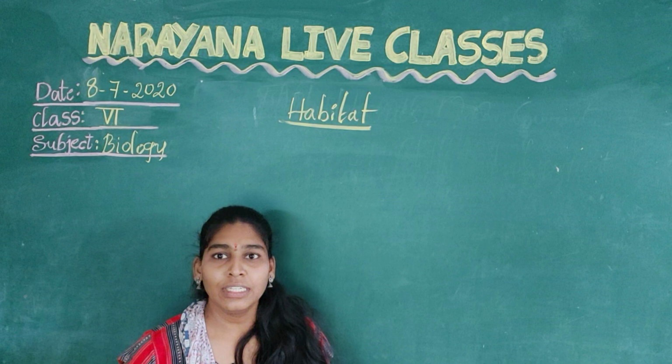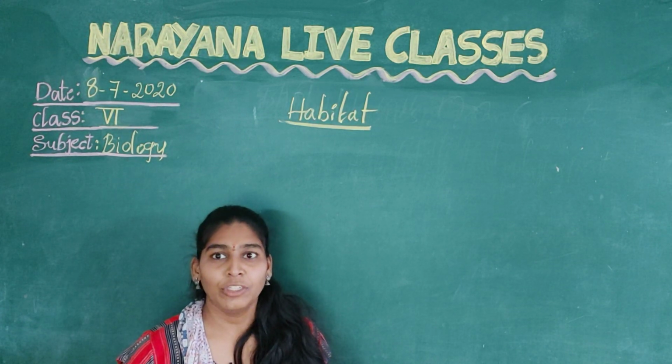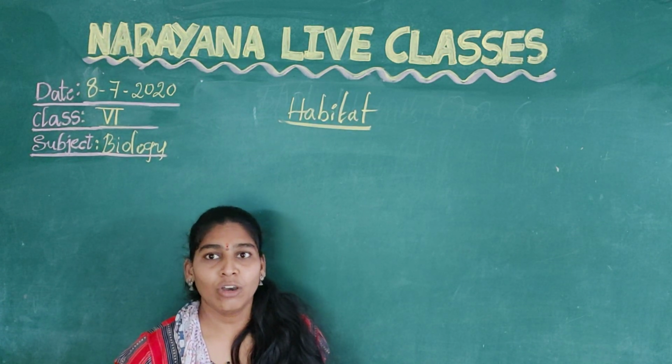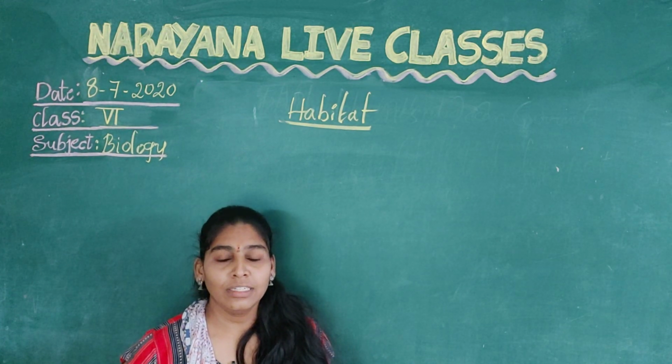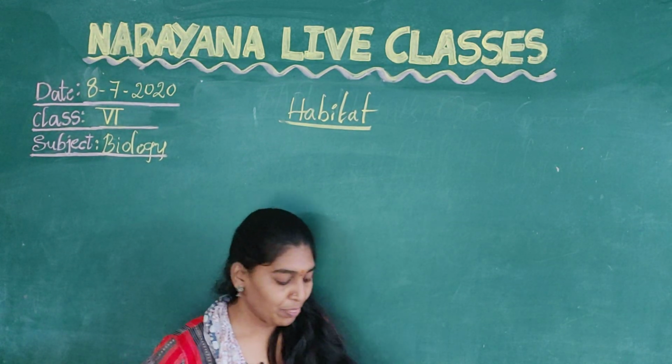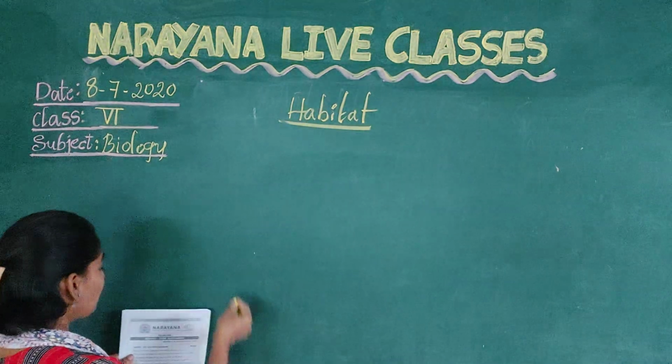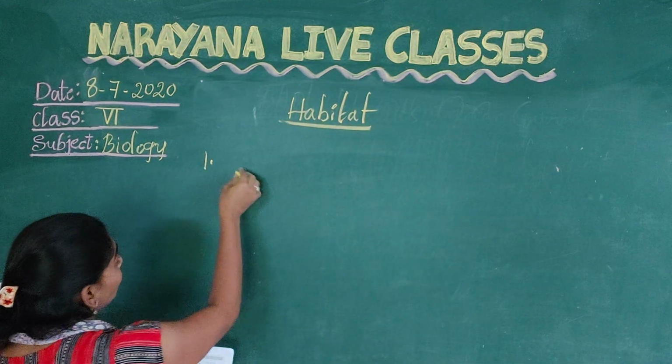Today we are going to discuss habitat, which is from the 6th class, dated 8th July. In this assignment, the first question: why do the different organisms live in different regions of the pond?